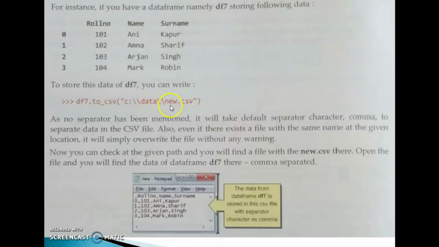Here the separator is not specified, so by default the separator character is comma. You can see the data frame object written to the CSV file is like this. Clear? Roll number, name, surname, then index values, the original values. The data from data frame df7 is stored in this CSV file with separator character as comma. Okay, clear?